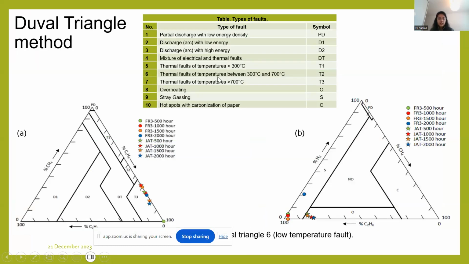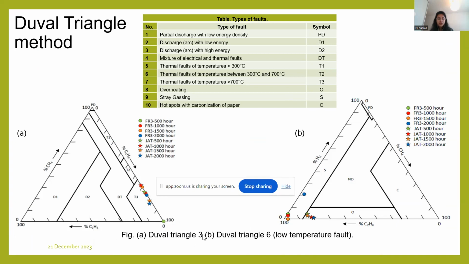Now this is the dual triangle. For the dual triangle method, we have used dual triangle 3, which is specifically denoted for FR3 oil. For Jatropha, no such triangle is available till now. Maybe after many tests or dissolved gas analyses are done, there will be a triangle dedicated to Jatropha. But for fair comparison with the FR3, since we are using both types of oil, we have used dual triangle 3 for the Jatropha oil as well.